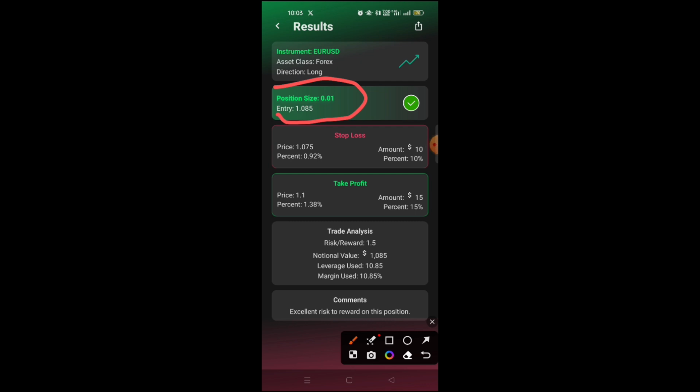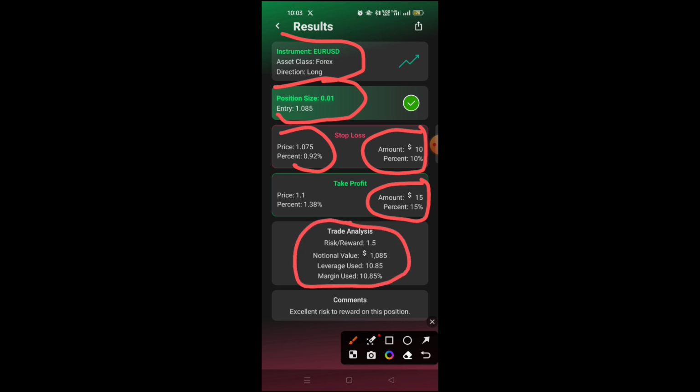Your position size is your lot size. You can see your instrument and your direction here. Then this is your stop loss price. It shows you the amount that you are risking, that's $10. It shows the amount you will get if this trade hits profit, $15, which is 15% of your account. If you check here, you will see the risk to reward ratio. That is a 1.5 risk to reward ratio.